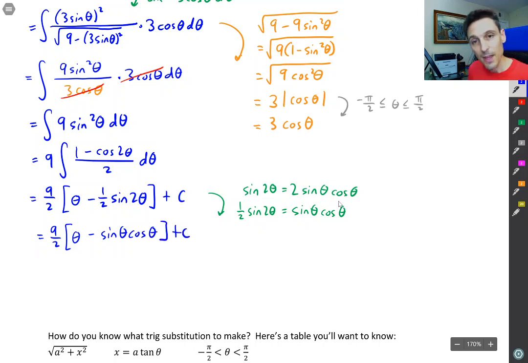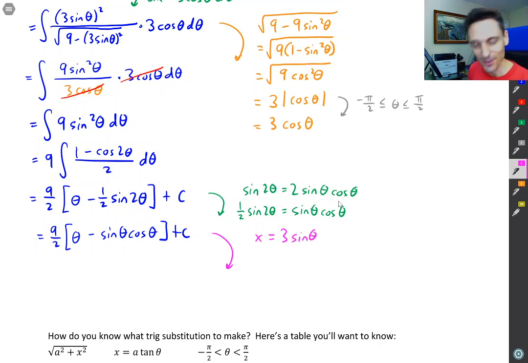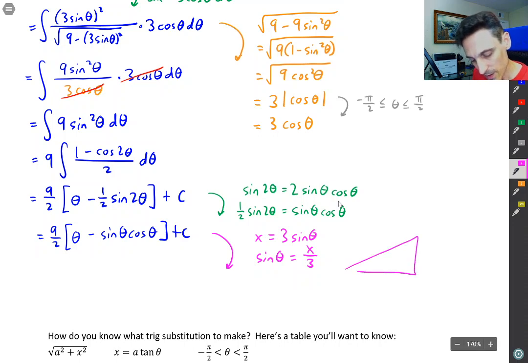All right. Now, as a next step, I'll change colors. What we know is the relationship that we set up between theta and x. So x is equal to 3 sine theta. As we were talking about a moment ago, we can solve this for sine theta. We get sine theta equals x over 3. And so we'll know everything we want to know about the angle theta, all the trig functions at angle theta, by setting up a little triangle.